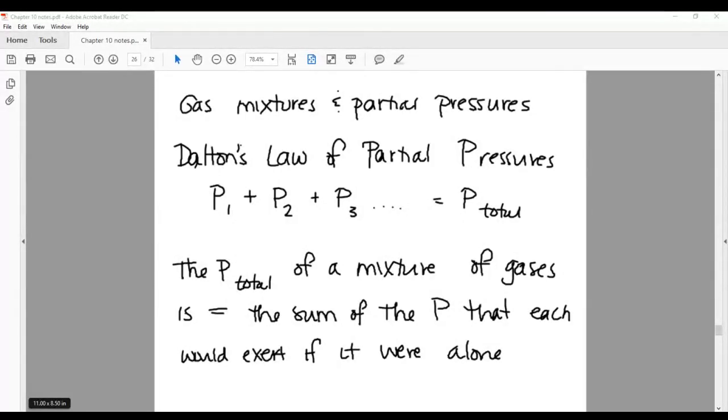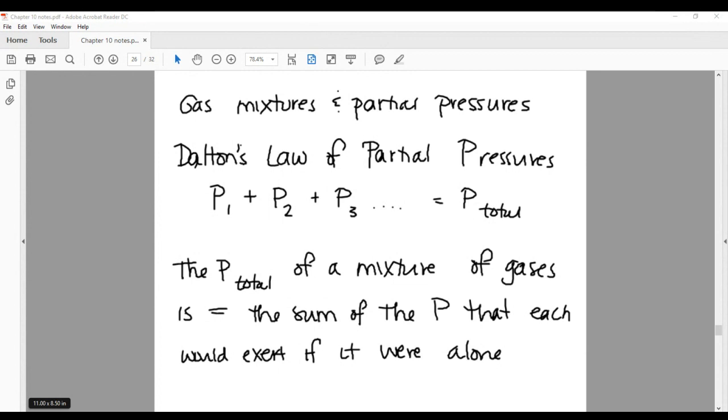In this last lecture of Chapter 10, we're going to look at partial pressures, mole fractions, and the kinetic molecular theory. So we have another gas law we're going to look at here, which is Dalton's law of partial pressures. And yes, this is the same Dalton that we talked about way back at the beginning of the semester when we talked about atomic theory.